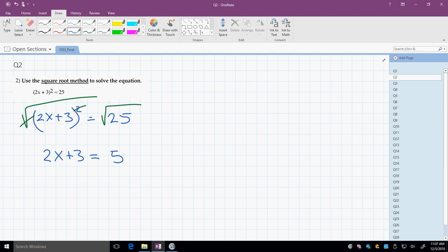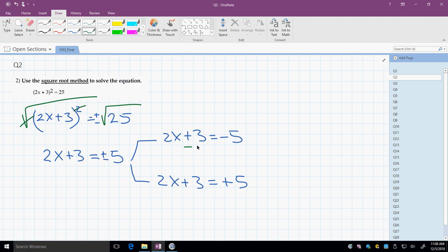The plus and the minus. Always when you do the square root method, you have to do plus and minus. So here we solve for x. We have two choices. 2x plus 3 equals, we go with the positive choice, 5, or we can do 2x plus 3, I'm sorry, flip this stuff around, equals negative 5. So you have to solve for both the positive and the negative.